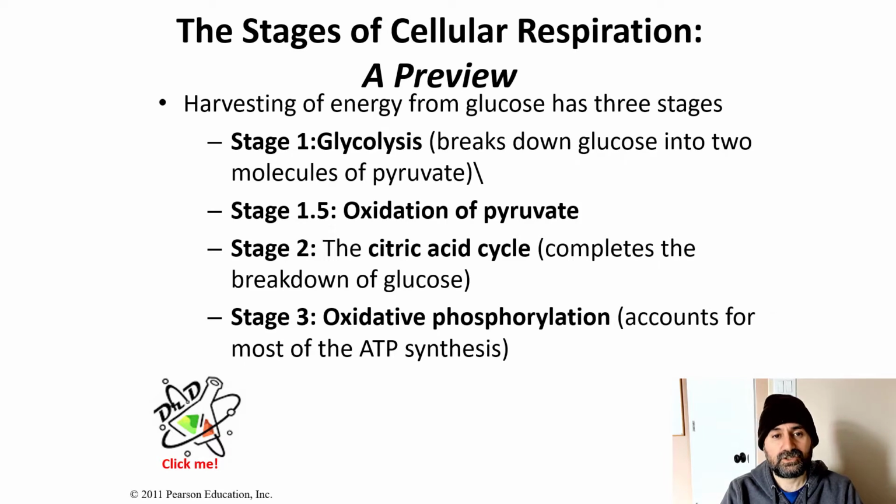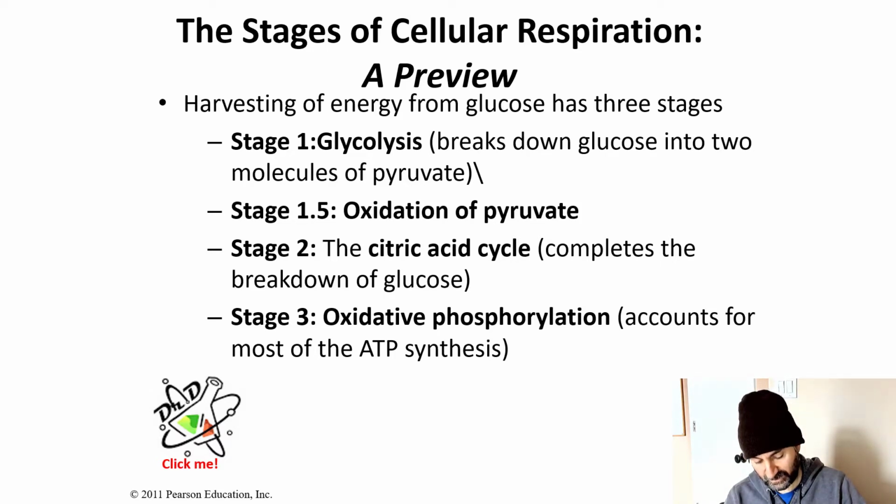These are the stages of cellular respiration. Stage 1, glycolysis. Stage 1.5, oxidation of pyruvate. Stage 2, the citric acid cycle. And remember, the citric acid cycle is also called the Krebs cycle, and it's also called the TCA cycle. And then you have stage 3, oxidative phosphorylation. One thing I want you to know is that stage 1, glycolysis, occurs in the cytoplasm of the cell.